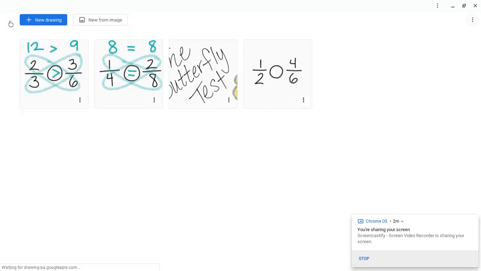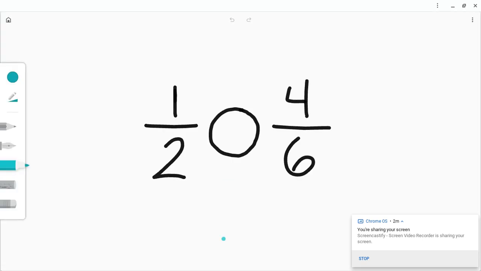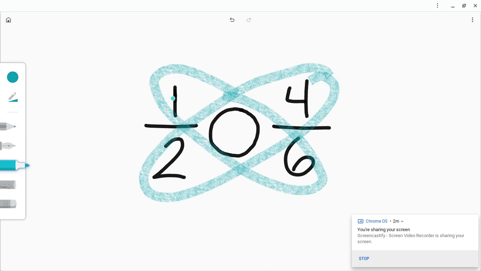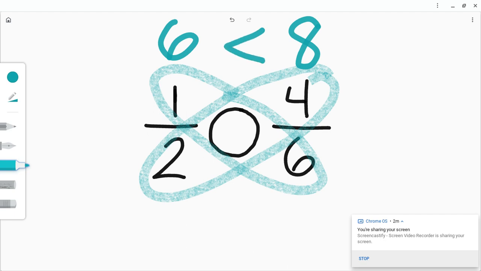Let's try one more. And again, I'm going to start by drawing out my butterfly. And then I multiply. 1 times 6 is 6. And 2 times 4 is 8. So now I'm comparing my two products up here, 6 compared to 8. Well, 6 is less than 8.